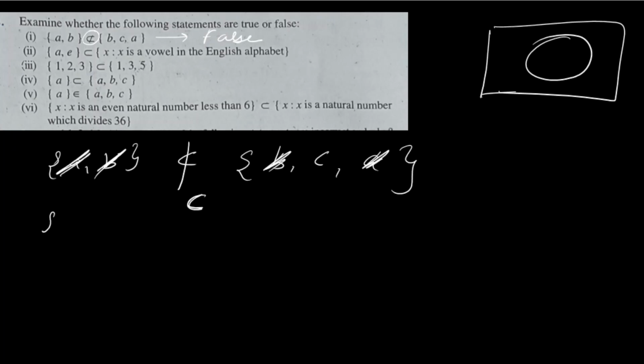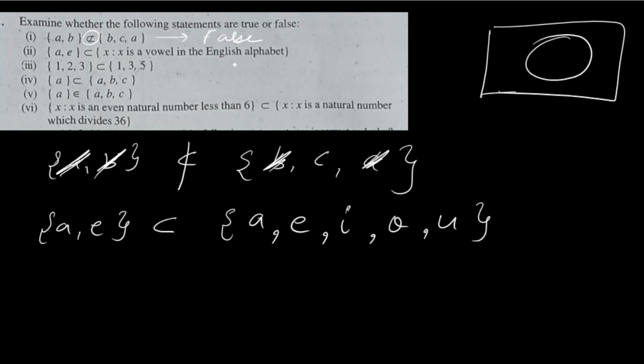Second is {A, E}. {A, E} is a subset of {x : x is a vowel in the English alphabet}. So vowel means all the vowels we can write. So vowels are A, E, I, O, U. Now we can check. It was given to us in set builder form, I wrote it in roster form. So A is there in the first set, A is there here also. E is there in the first set and here also. So which means this set is a subset. So this is true. Second one is true.